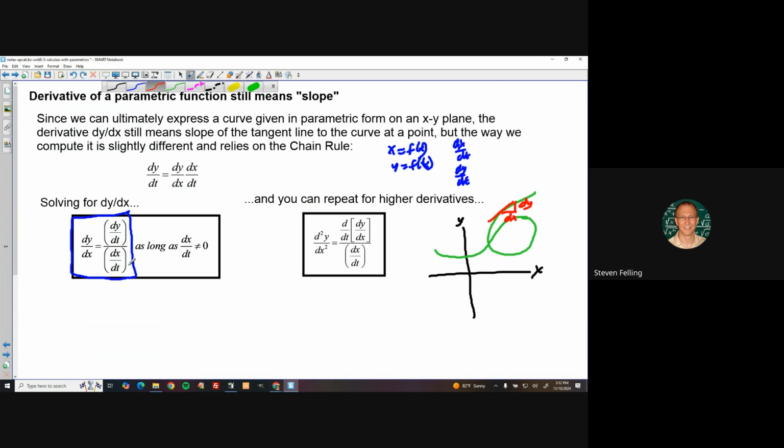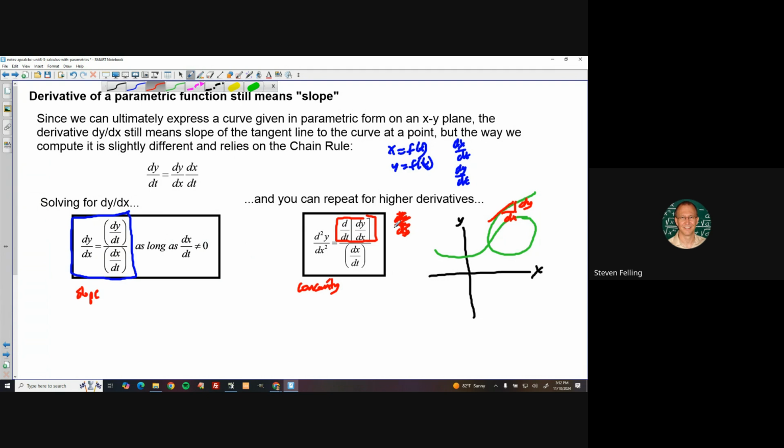And you can repeat this for higher order derivatives. If you compute this, you'll get a derivative in terms of t. So if you want to take the derivative again and get the second derivative, which is the concavity, where this first derivative is the slope, you take the derivative of what you just got with respect to t. But to get it with respect to x, you multiply by dt/dx, so that the dt's cancel, leaving an x. So in practice, we divide again by dx/dt, because dividing by dx/dt is like multiplying by dt/dx.